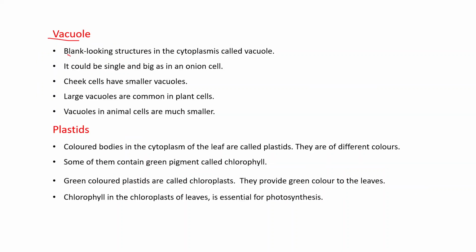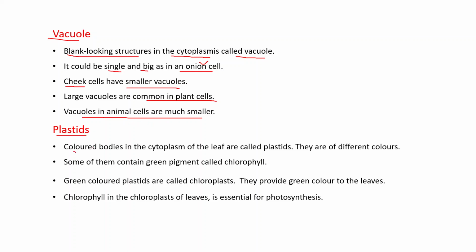Vacuole. Blank looking structure in the cytoplasm is called vacuole. It could be single and big as in an onion cell. Cheek cells have smaller vacuoles. Actually, onion cell is a plant cell and plant cell has single and big vacuole. Cheek cell is an animal cell. It has smaller vacuoles. Large vacuoles are common in plant cells. Vacuoles in animal cells are much smaller. This is again one of the differences between plant cell and animal cell.